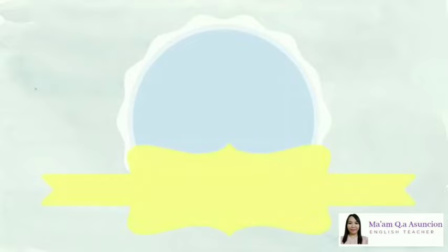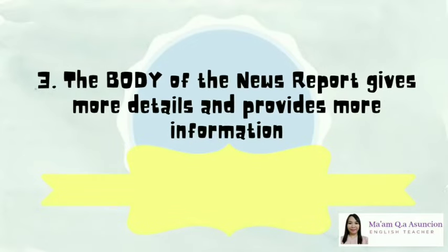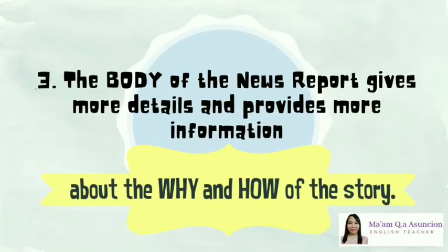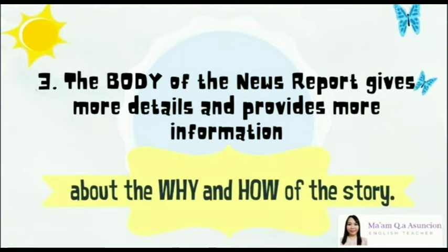The body of the news report gives more details and provides more information about the why and how of the story. The body of the news story should sustain the interest that the lead of the story creates in readers. The body should be smooth and logical. It should extend all the points included in the lead and in the same order. The body should provide all the relevant information in the shortest space possible. It should also be as complete and as compact as possible.